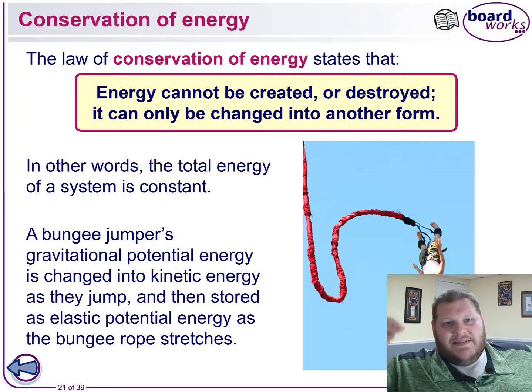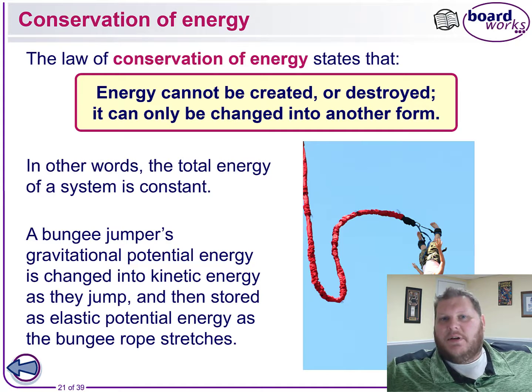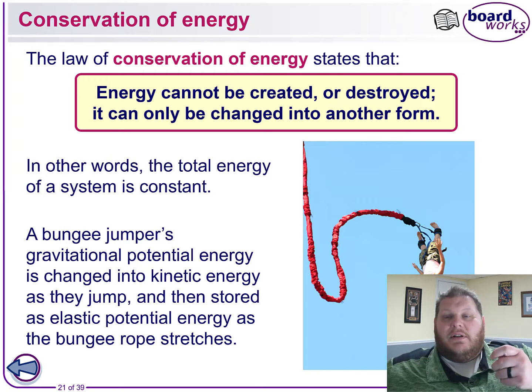But as it jumps down, as it falls, that gravitational potential energy is going to decrease because it's lower and lower in the gravitational field. It has less space to fall, so it has less potential energy. And then as you get down to the bottom, and that bungee cord, that bungee rope, if you want to call it a bungee rope, starts to stretch, that's converting it into elastic energy.